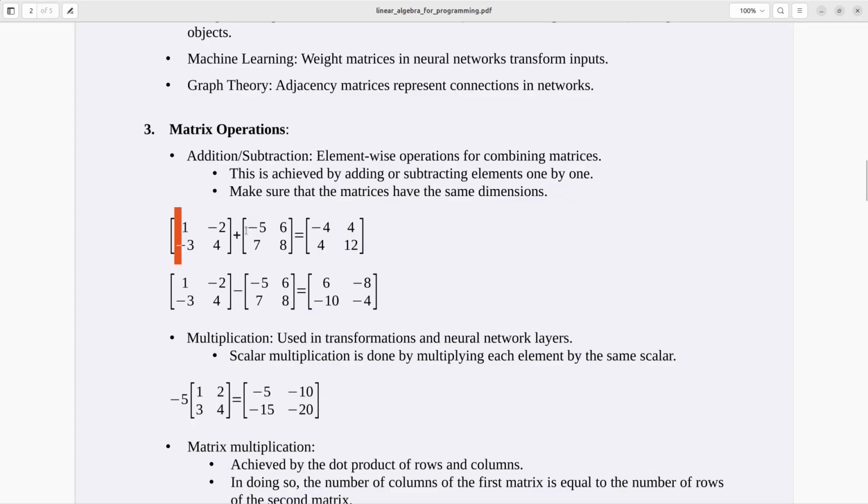So 1 plus minus 5 is minus 4. Minus 2 plus 6 is 4. Minus 3 plus 7 is 4. And 4 plus 8 becomes 12. Okay, so I do the element by element operation.